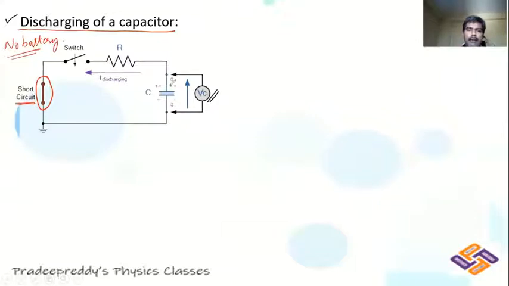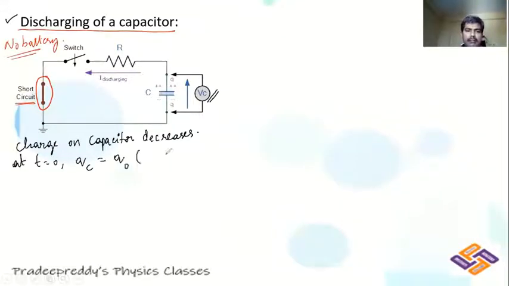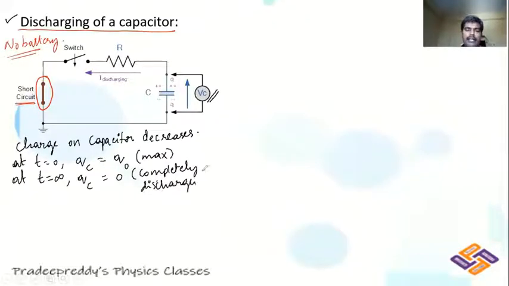Okay. Now, what is happening to charge here? Charge on the capacitor decreases. At time t is equal to 0, Q on the capacitor is equal to Q naught. This is maximum, so initially the capacitor is fully charged. After time t is equal to infinity, that means at steady state, the capacitor charge tends to become 0. It is completely discharged.